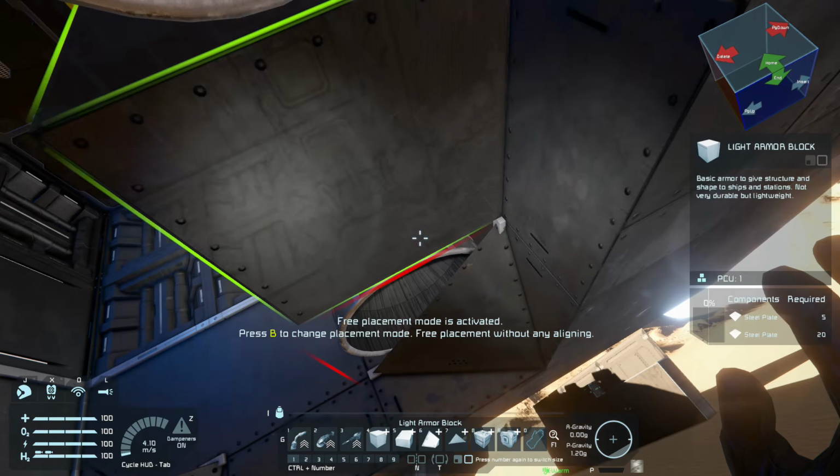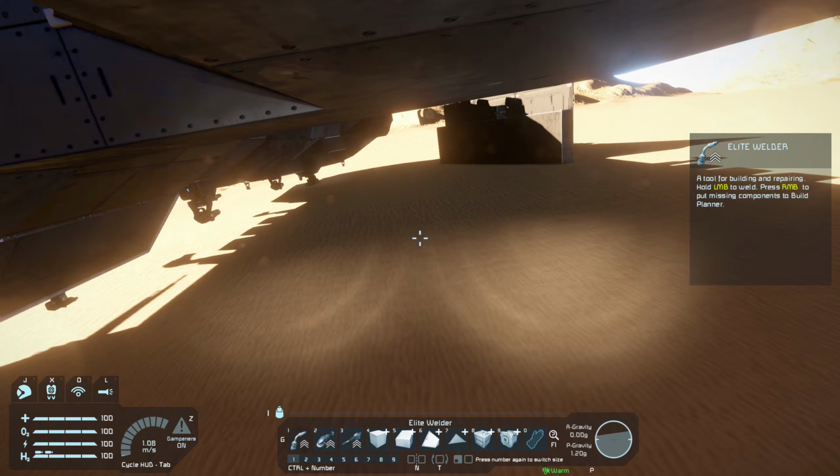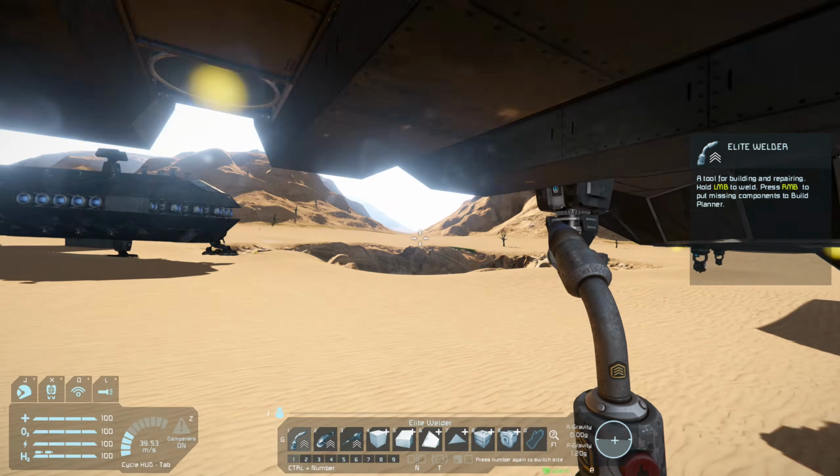So what I'll do is I'll just quickly get rid of these. Actually, no, I'll leave them. So let's move on to the atmospheric thrusters.